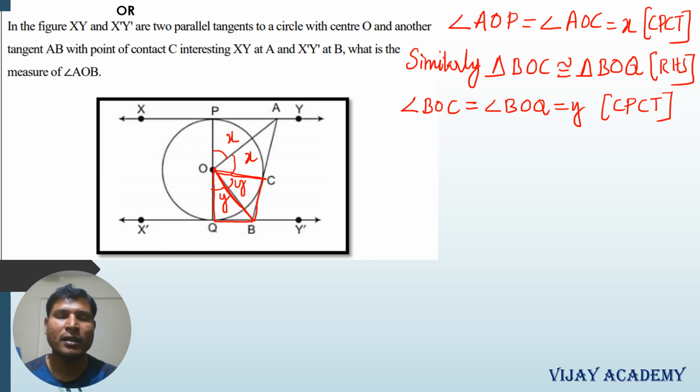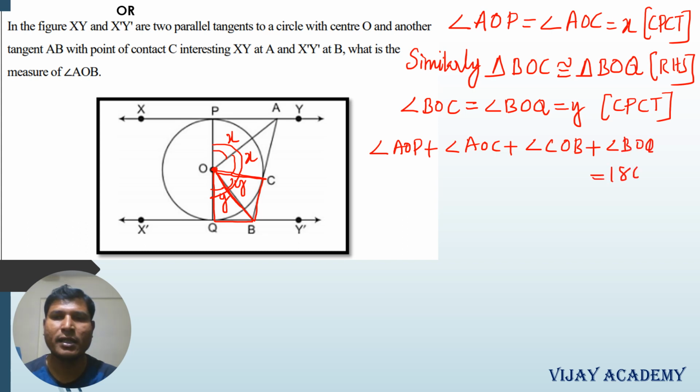Now let me apply the straight angle property on the line POQ. On the line POQ, the sum of the angles at O is 180 degrees. So let me write that angle AOP plus angle AOC plus angle COB plus angle BOQ equals 180 degrees. The reason is straight angle: the sum of the angles formed at a point on a straight line is 180 degrees.